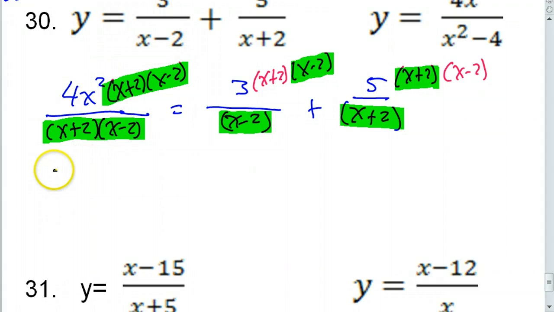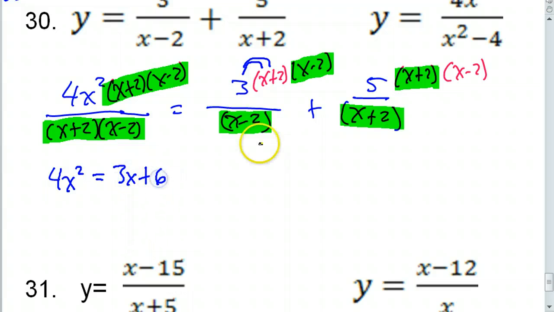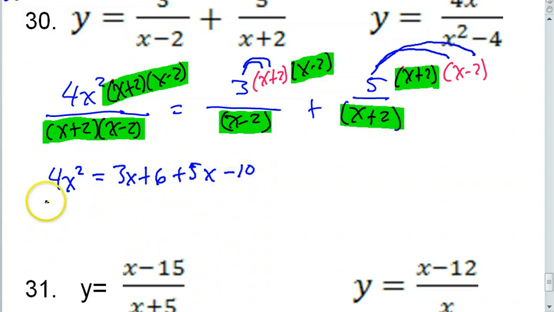So that's going to leave me with 4x squared equals, and I'm going to go ahead and distribute here. 3x plus 6. And I'm going to distribute here as well. 5x minus 10. Okay, so that's going to give me 4x squared is equal to 8x minus 4.